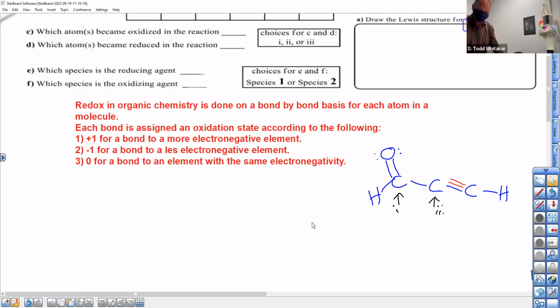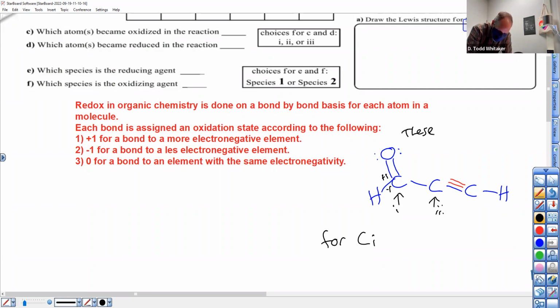Okay, I'm going to do these sentences now. For carbon, for C1, you got in black. What do you get for a bond to a less electronegative H? It says in the sentences, people, -1. What do you get for a bond to a more electronegative O? +1.